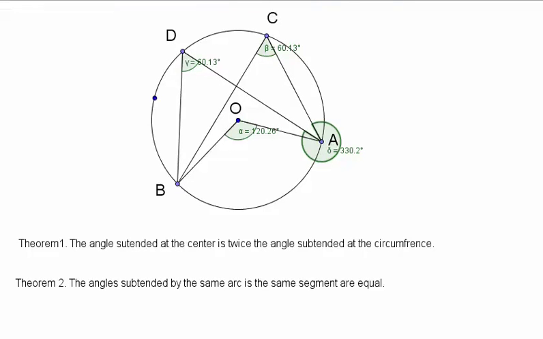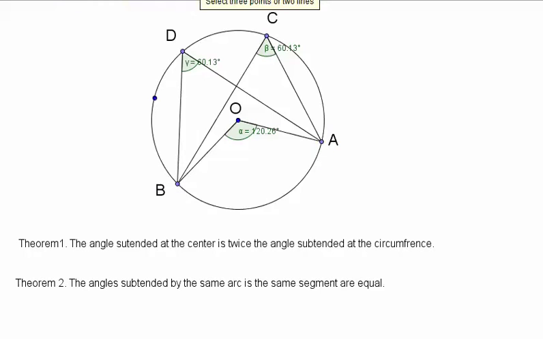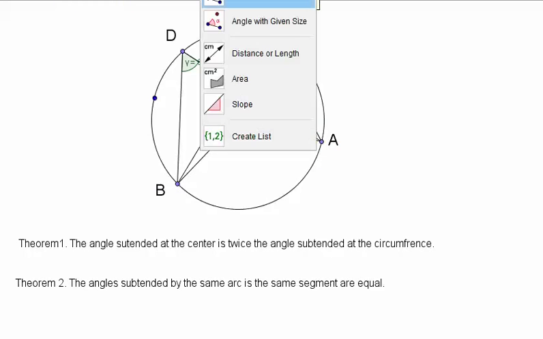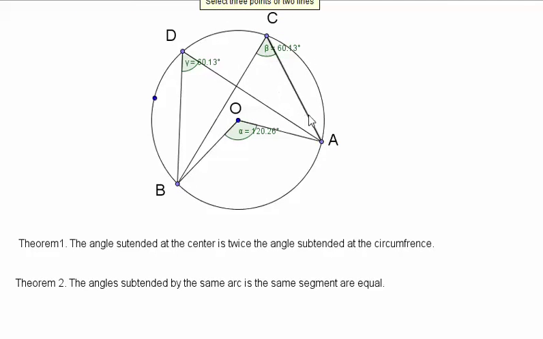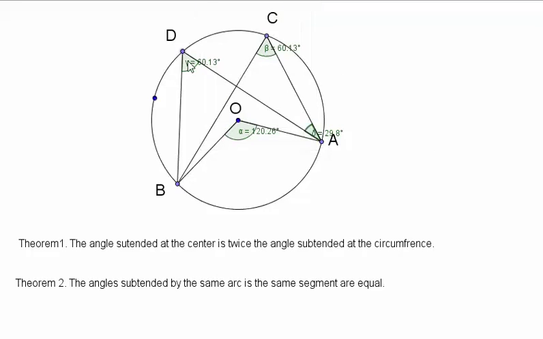Oh, no, we don't want that angle. That's a reflex angle. So that angle is 29 degrees 8 minutes. That's the angle at A. I'm going to measure the other angle now.